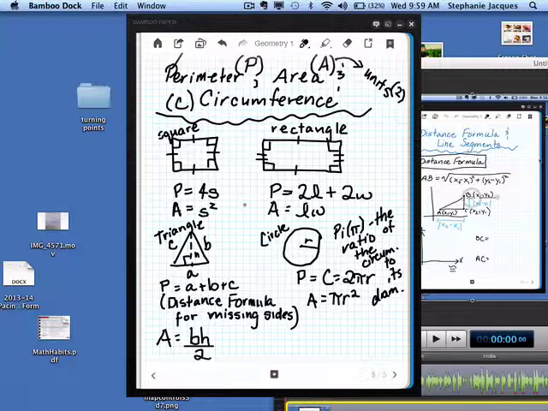Make sure that you have your formulas ready to go when you come into class. Thank you.